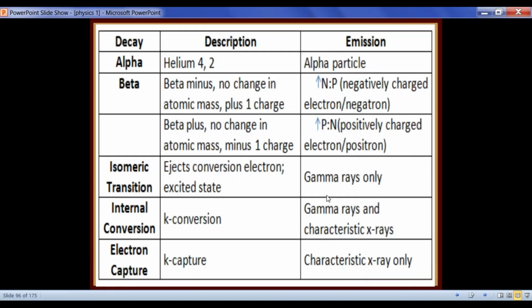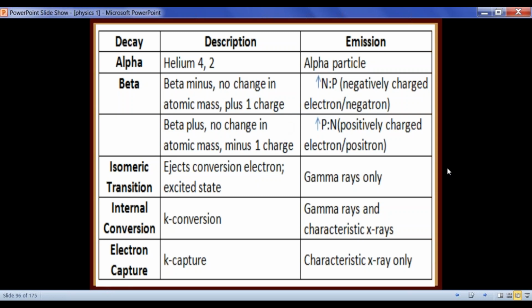So to summarize, we have here alpha decay, beta decay, isomeric transition, internal conversion, and electron capture. So, alpha resembles the helium element, has a charge of 2 and a mass of 4. It emits an alpha particle. Beta minus, no change in atomic mass, so 0 ang mass, plus 1 charge. So, there is an increased number of neutrons in beta minus. In beta plus, there is an increased number of protons.